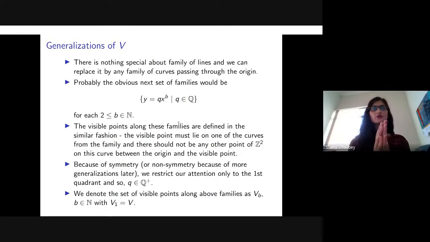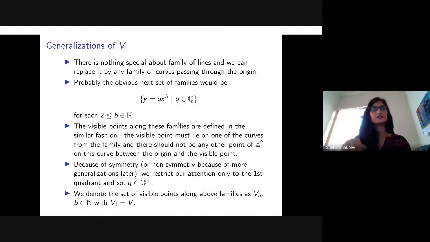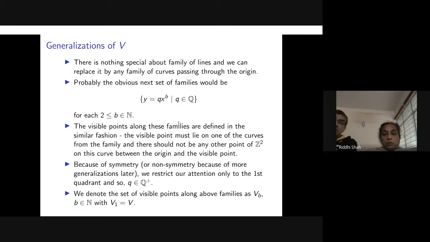Yes, so we are looking at all these curves. Let's say b equals 2. So we are looking at all these parabolas y equals q x squared for various values of q on the integer lattice, and we are saying that an integer point which lies on this parabola is a visible lattice point if there is no other lattice point lying between (0, 0) and this point on the parabola, if b is equal to 2. Okay, thank you.